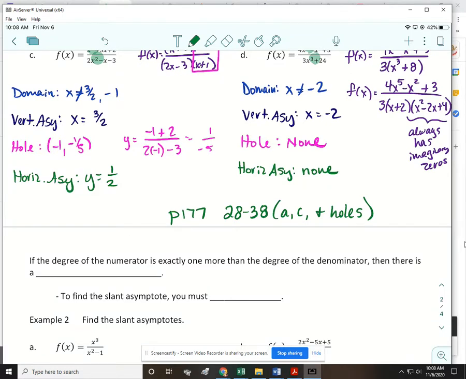A, state the domain. B, we're not doing today. We'll do that with some of them tomorrow. C, find any vertical and horizontal asymptotes. And then I'm adding an additional thing I want you to do, and that's finding the holes. And we'll keep learning some more stuff about these graphs tomorrow.